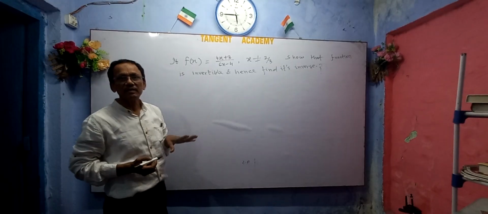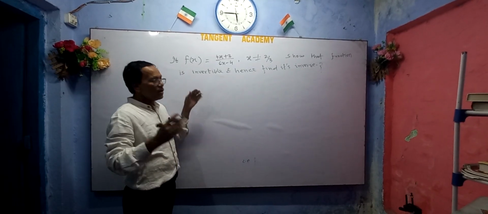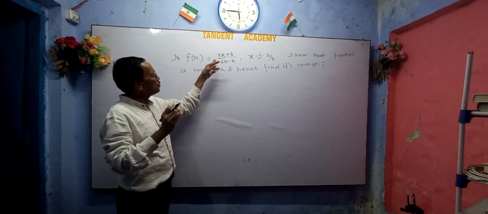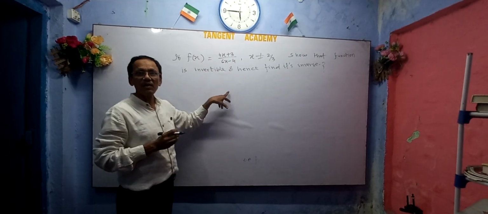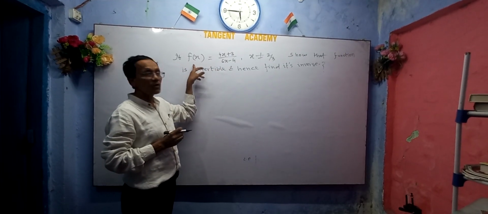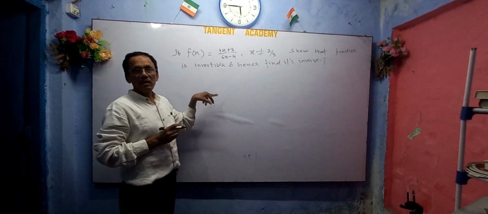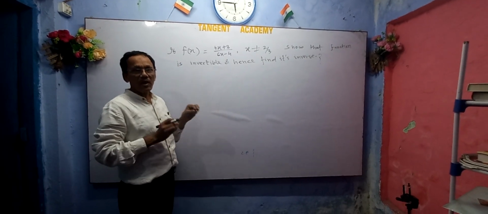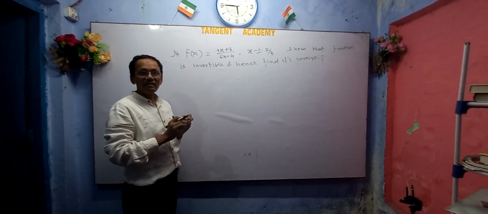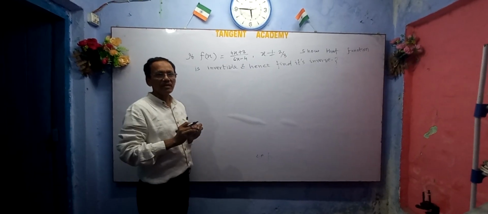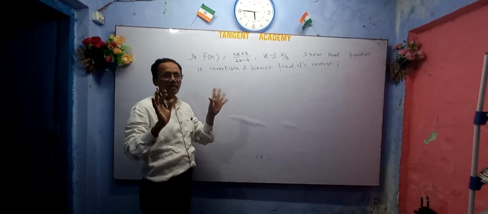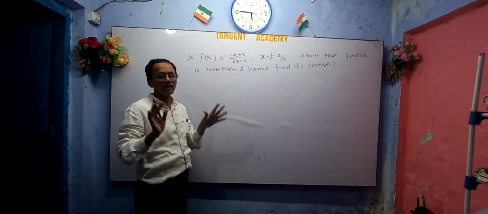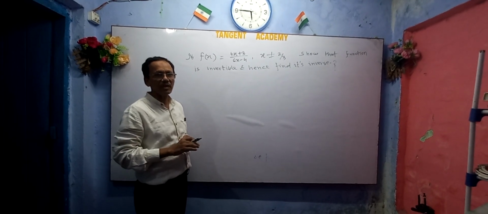So we will compose these two functions, f with f. I have to show that this is an identity function. Then we are able to show that this function is invertible.